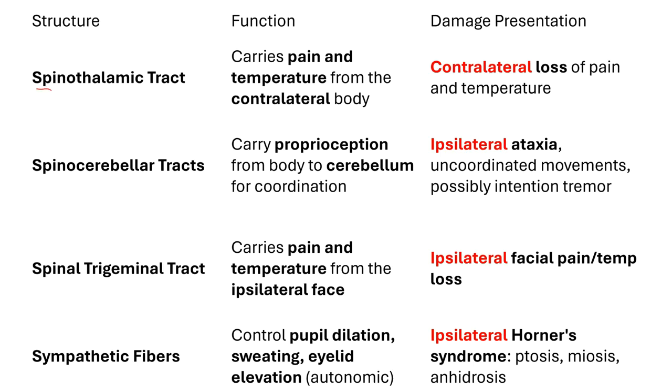The spinothalamic tract will have contralateral loss of pain and temperature. The spinocerebellar tract will have ipsilateral uncoordination or ataxia. The spinal trigeminal tract, which supplies sensation to the face, will have ipsilateral facial pain and temperature loss. Please note that the spinothalamic tract also does pain and temperature, but it does it to the body, the lower extremities and the upper extremities. And of course, the sympathetic fibers, which damage will cause an ipsilateral Horner's, which will present with a droopy eye, a constricted eye, and inability to sweat on that side of the face.